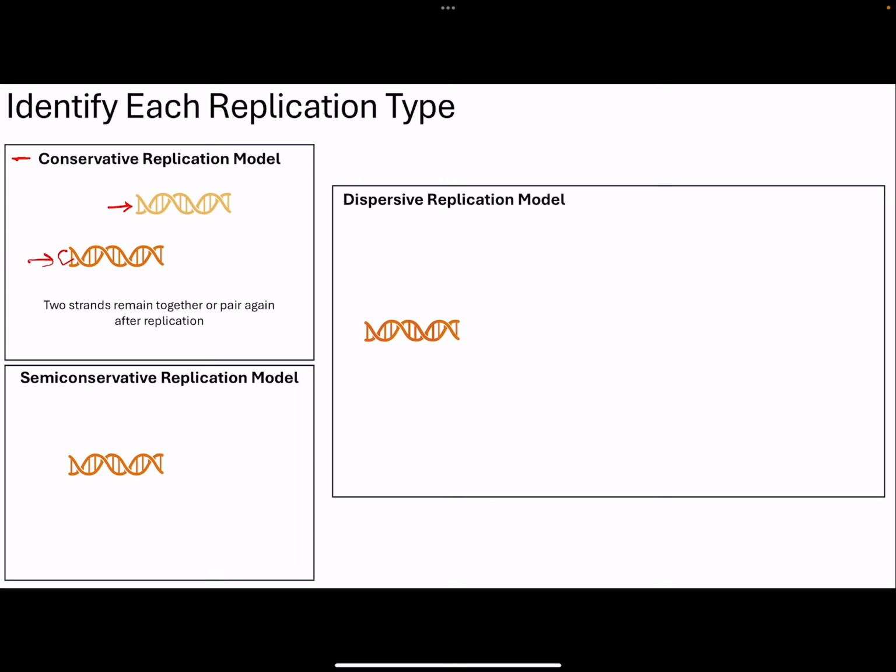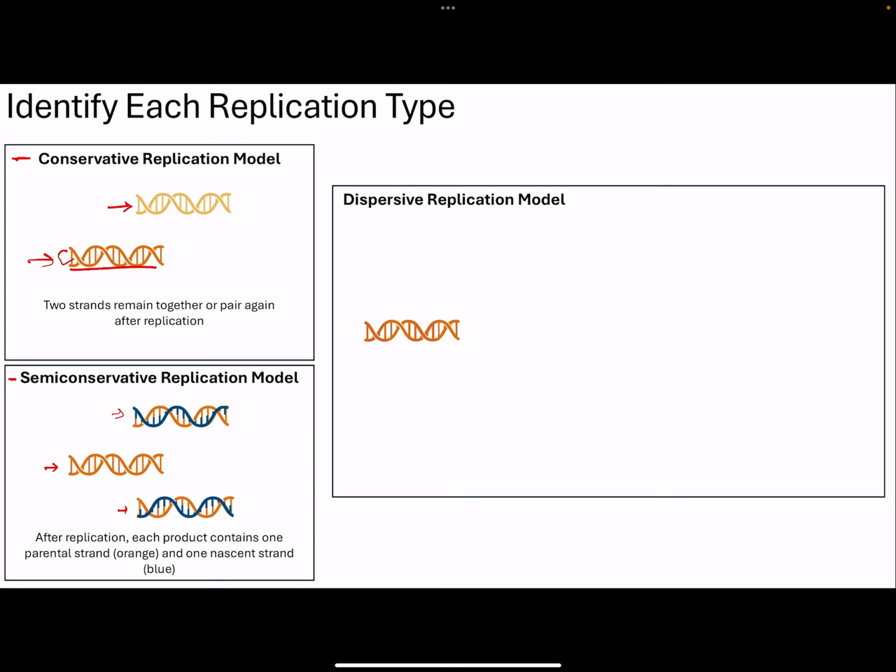The next kind of model for replication is the semi-conservative replication model. So again, we're starting off with our parent DNA double helix shown in orange. With the semi-conservative replication model, you can see from our starting point, we're ending up with two molecules that have each one parent strand, which is shown in orange, and one nascent strand or newly replicated strand, which is shown in blue.